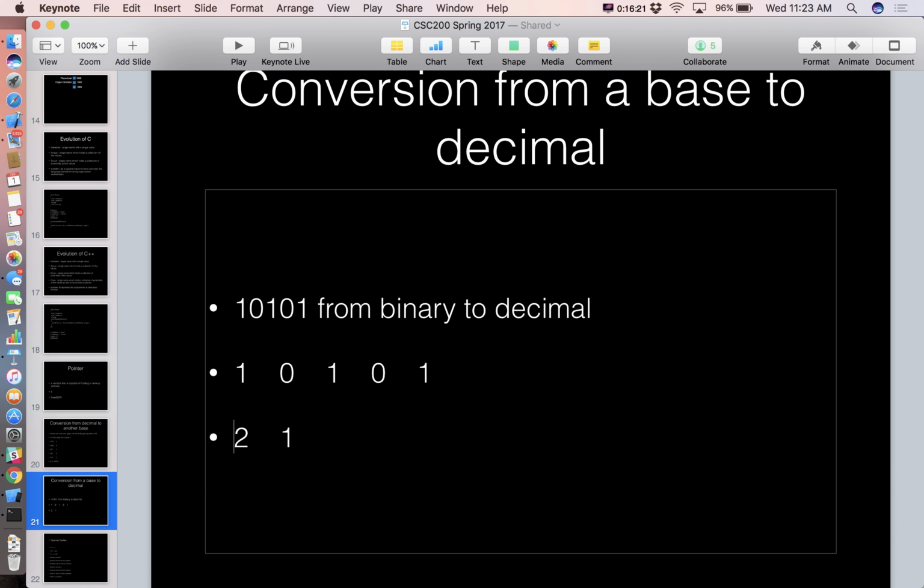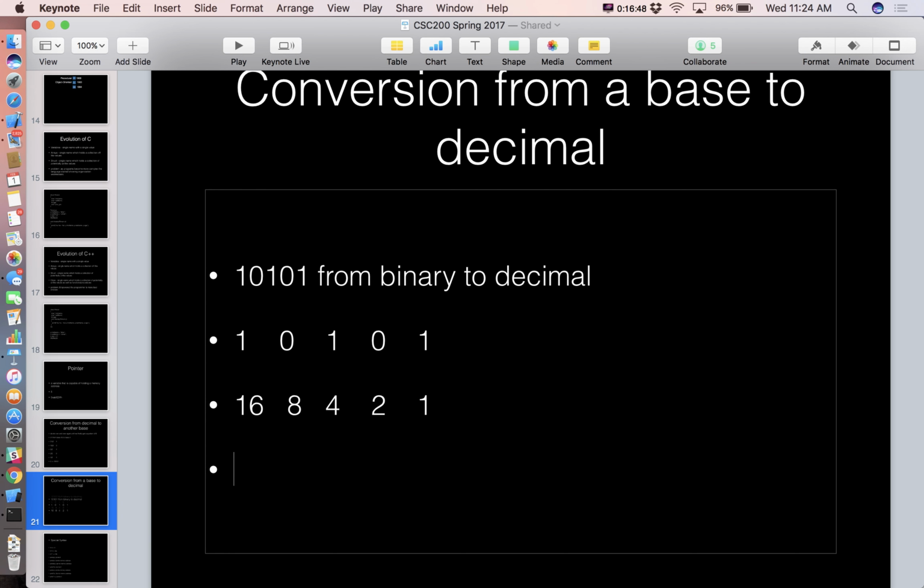So this guy's the 16s place. This guy's the 8s place. This guy's the 4s place. Whatever. All right. So this is the 1s place, the 2s place, the 4s place, the 8s place, the 16s place.